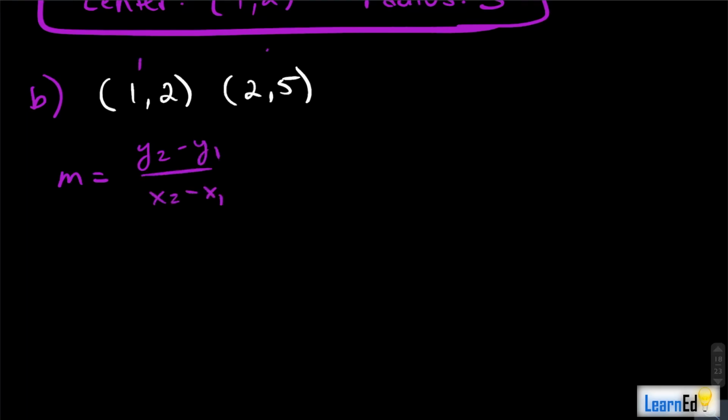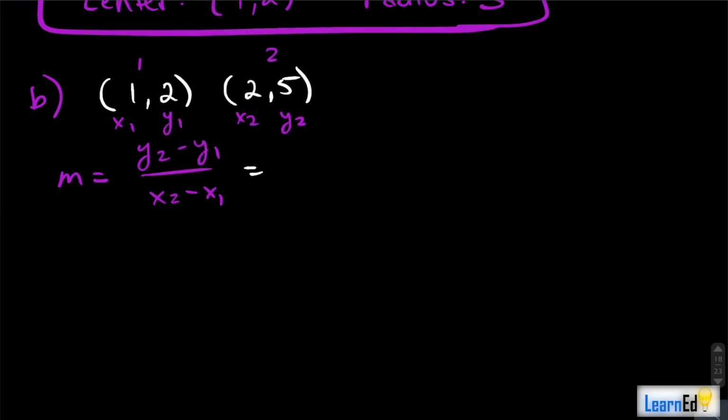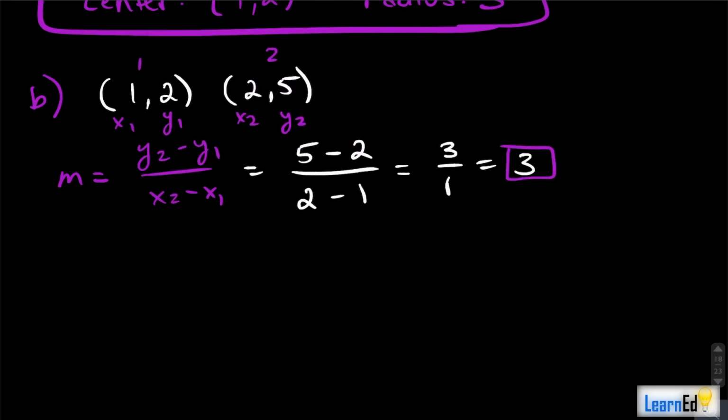Let's call these points 1 and 2. So we have x1 and y1, and we have x2 and y2. So y2 is 5 minus y1 is 2, over x2 is 2 minus x1 is 1, and so we get 3 over 1, which is 3. That's not our answer yet. So that's 3, that's our slope for this line.